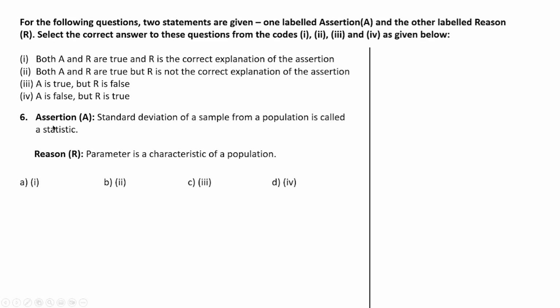Moving on, the next question. Assertion: the standard deviation of a sample from a population is called a statistic. The standard deviation of a sample is a sample statistic, so the assertion is true. Reason: a parameter is a characteristic of a population. So the reason is also true, but the reason is not a correct explanation of the assertion. So we have the second code, where both A and R are true but R is not the correct explanation of the assertion. The correct option is option B.